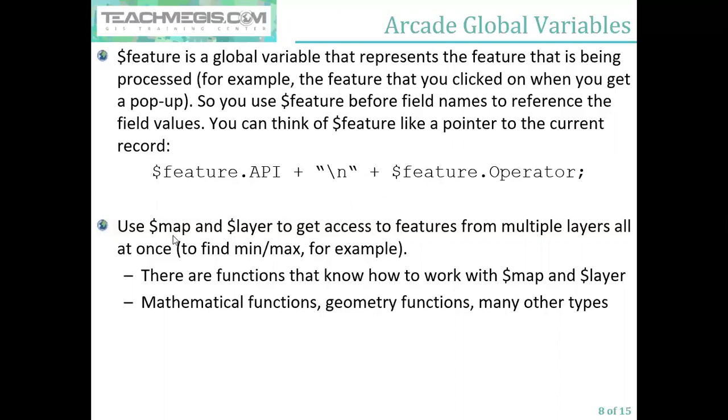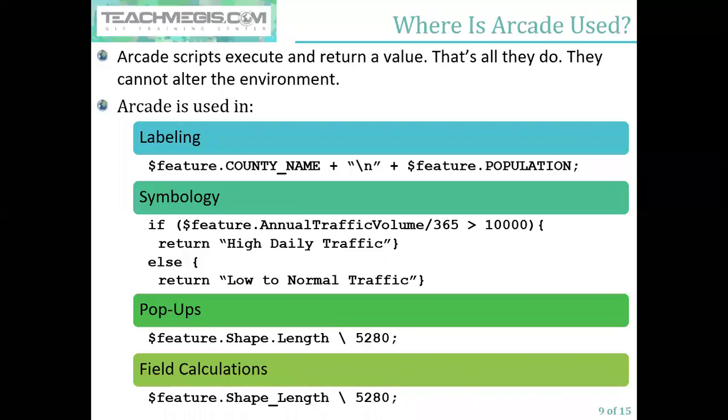There are other global variables. Use $map and $layer to get access to features from multiple layers all at once. There are functions that know how to work with $map and $layer, and we'll talk about one or two of them in just a little bit. So what will look different to you are the Arcade global variables, but this is also what makes Arcade so useful and so powerful.